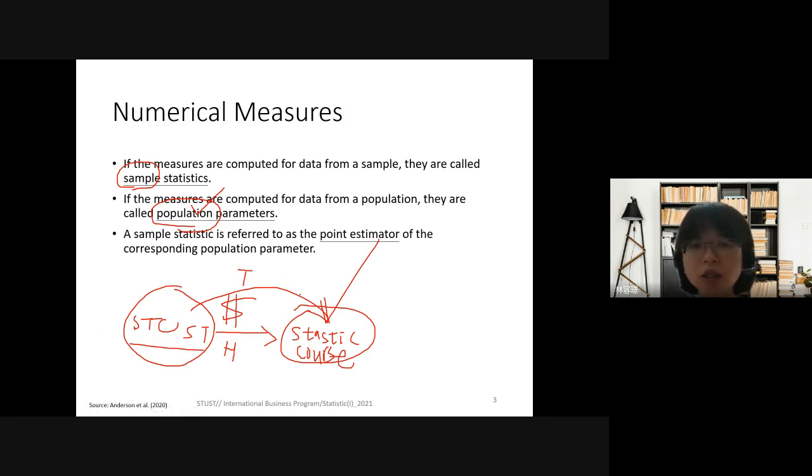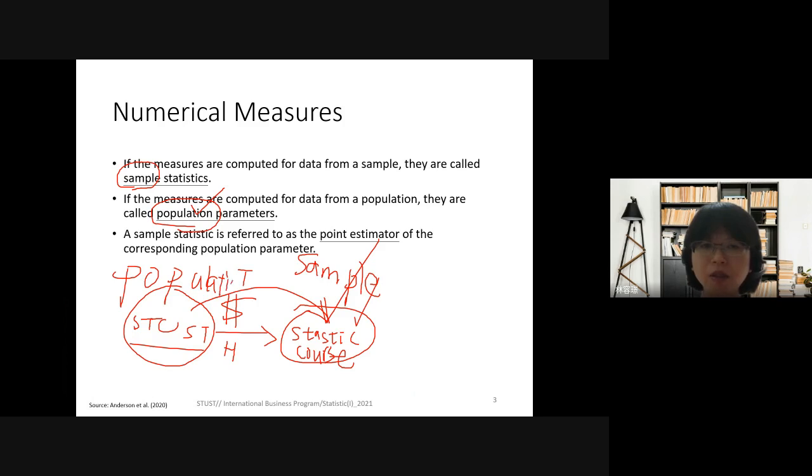So the data I get from you are sample statistics. We will call you the sample. And students in STUST are the population.